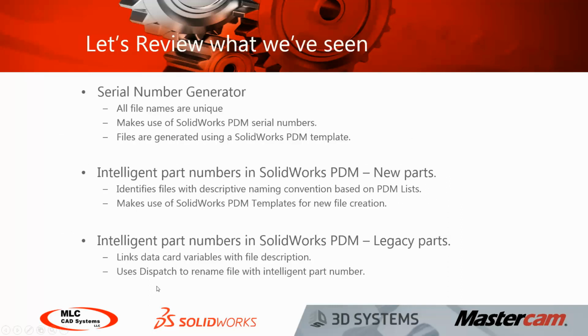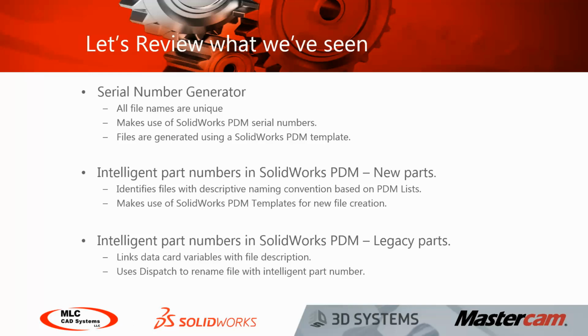So let's review what we've seen in this presentation. So the serial number generator, it gives us all files a unique name and a unique serial number, and it's based on the SOLIDWORKS PDM serial number generator. We use the SOLIDWORKS PDM templates in order to generate those files. We do the same when we do the intelligent parts. And with the intelligent parts, there's two ways that we're having to look at this. So new files, when we create a new file in SOLIDWORKS and in SOLIDWORKS PDM, we identify the part or the file with a descriptive naming convention, and that's based on the PDM lists that we set up. And it makes use of the SOLIDWORKS PDM templates for new file creation.